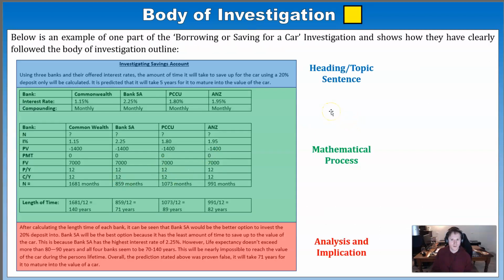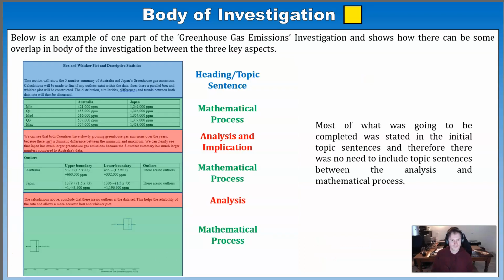So here's an example of one section or one part of a borrowing or saving for a car investigation. So again, you can pause the video to have a look at this properly, but the blue is the topic sentence. So there's a subheading. There's a bit of an explanation about what's going to happen. There's the mathematical process in green, which is summarized neatly in a table. And then the analysis and implication to explain to the reader what analysis has occurred and what that shows. Okay, so the implication.